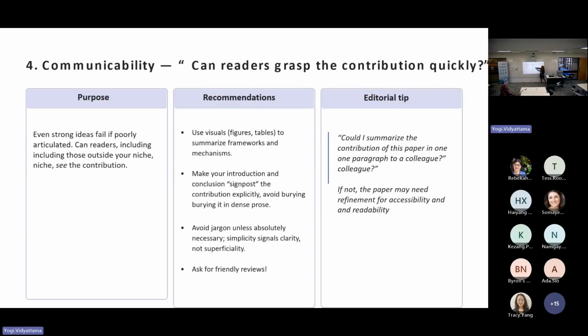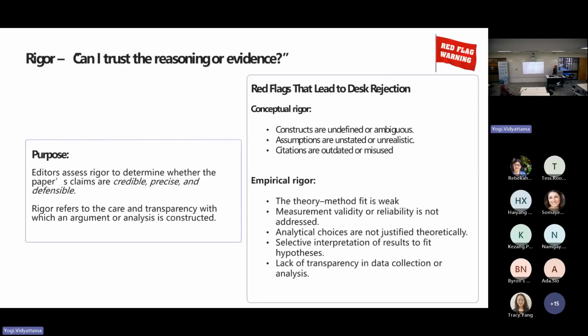Use visuals to summarize, make the introduction, conclusion, and signposts clear, so that it's pretty clear what the contribution is. Avoid jargon, I said that. And then this is the tip, right? If you can summarize the paper in one paragraph to a colleague, to a friend, to a family member, that is probably a clear contribution. If you can't summarize it in one sentence, it's probably not a good fit.